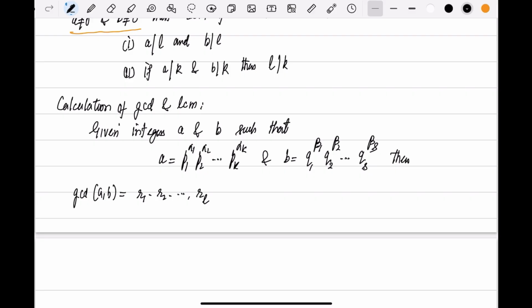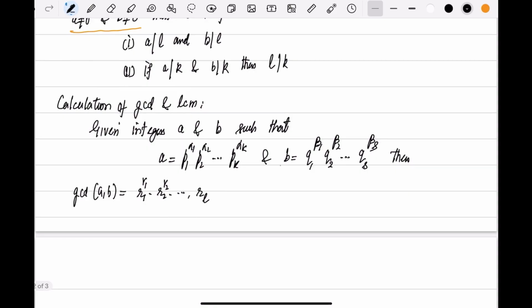Now as r1 is available in both a and b, r1 can be some pi or it can be some qj. So this r1 will have some power alpha i or some power beta j. Among those alpha i and beta j, we have to pick up the smaller one. So let's call that smaller one gamma 1. Now suppose we have another common prime factor of a and b, that's r2. So r2 will appear in the pi's and also in the qj's, and it will have some power alpha i here and some power beta j in the factorization of b. Now we will choose the smaller of these. So let's call that smaller one gamma 2.